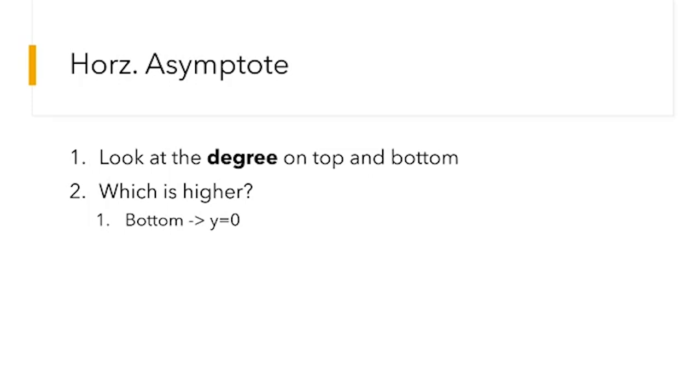So for example, if it's higher in the bottom, then that means the bottom's getting bigger and bigger than the top, so we're getting a smaller fraction, aka we're going closer to 0 every time. So if the degree is higher on the bottom, there is an asymptote at y equals 0, such as in this case. See, the degree on the bottom is 2x squared, and the one on top is just x, like x to the 1. So this one will go to 0.